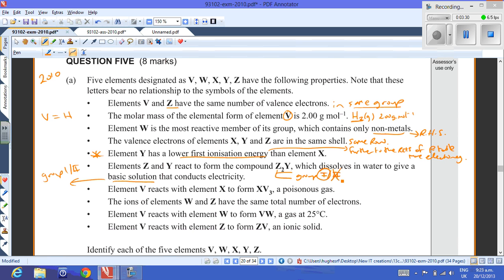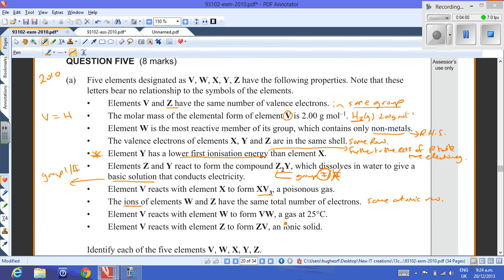Next bullet point, element B reacts with element X to form XB3, which is a poisonous gas. So we can't do much with that just yet. The ions of elements W and Z have the same total number of electrons. So what we can talk about here is, the same total number of electrons means the same atomic numbers. Now this is of the ions, so the ions match up.